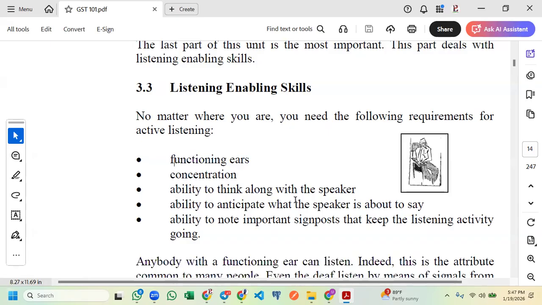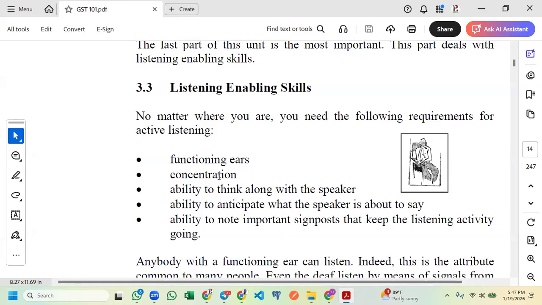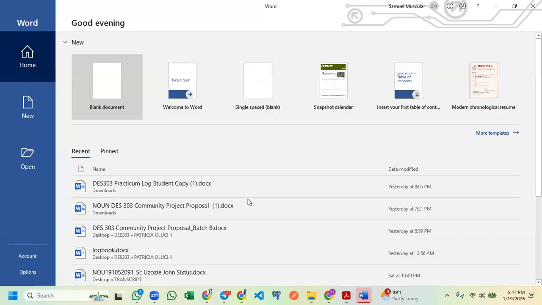We have 5 of them, listening enabling skills. According to your material, you are given 5. And the first one is functioning ears. And that is the first thing mentioned in the definition of a listener. A listener is anybody capable of listening, which means the person must have functioning ears before the person can qualify to be a listener.